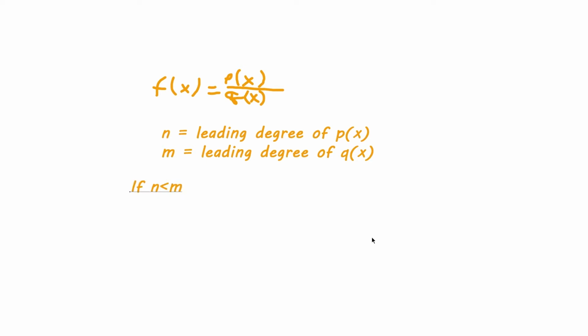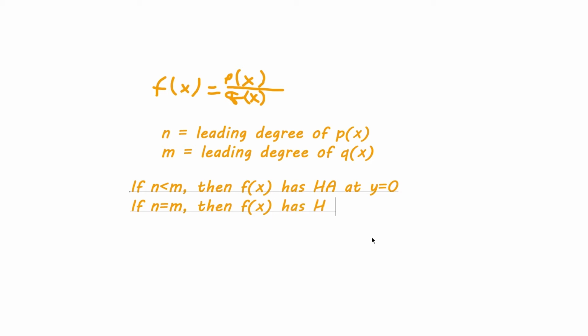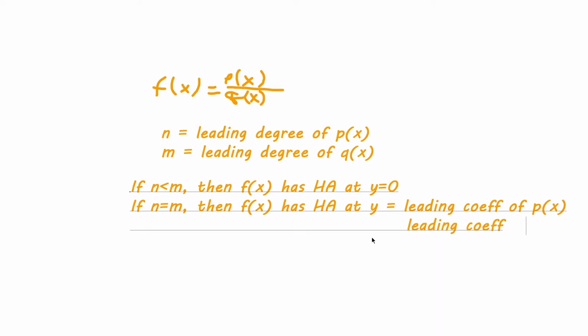If n is less than m, then f of x has a horizontal asymptote at y equals 0. If n equals m, then f of x has a horizontal asymptote at y equals the leading coefficient of p of x over the leading coefficient of q of x. If n is greater than m, then f of x has no horizontal asymptote. Now let's look at some examples.